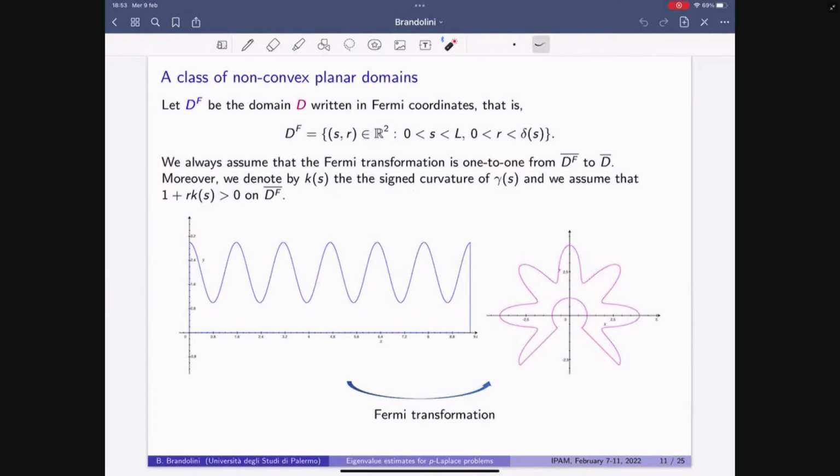Just to make the following theorems clearer, I just want to fix some notation. D is our set in R^n, and D_F is the set described in Fermi coordinates, which means that D_F is a sort of rectangle, and actually it coincides with a rectangle when delta is constant. And we always assume that the Fermi transformation is one-to-one from the closure of D_F to the closure of D with a positive Jacobian, which coincides with 1 + rk(s), where k(s) denotes the signed curvature of gamma at s.